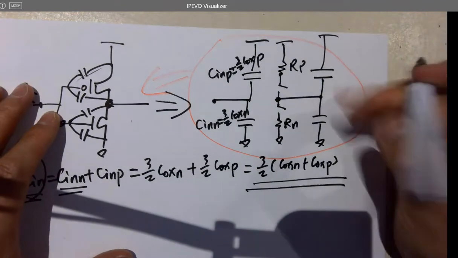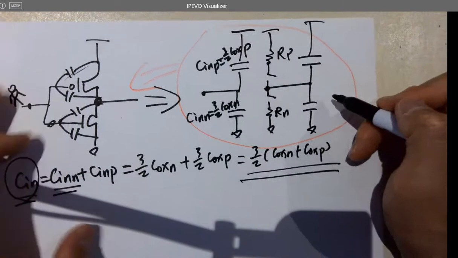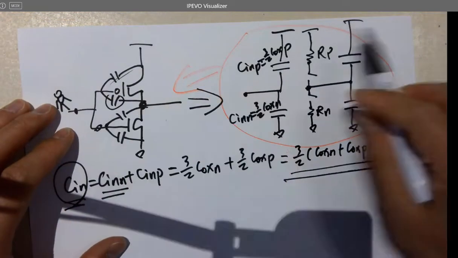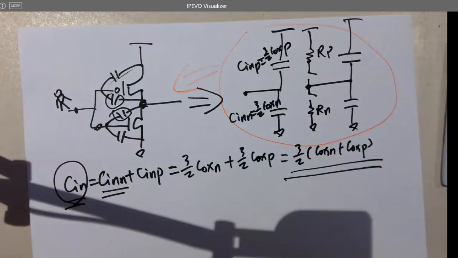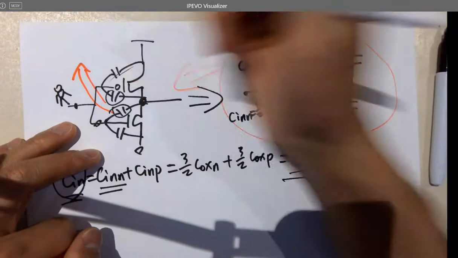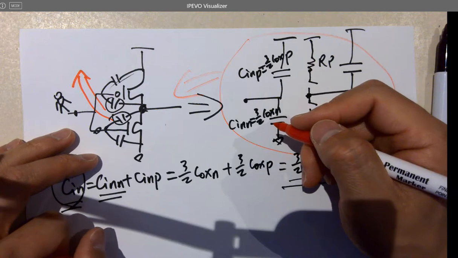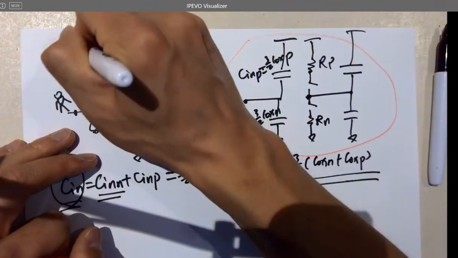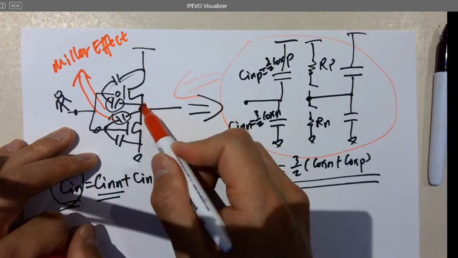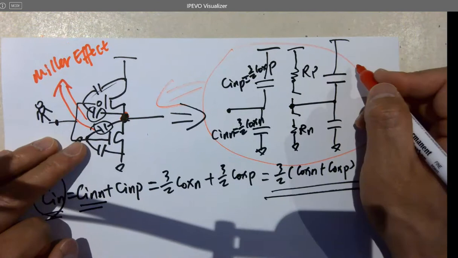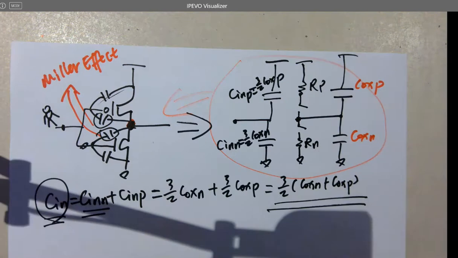How to draw it? So what are these caps? Remember, this cap or this cap. So these 2 caps have what effect? Miller effect. And these were shorted to the output, so that's why the output is going to have a Cox P here and Cox N here. That's how we model it, okay?